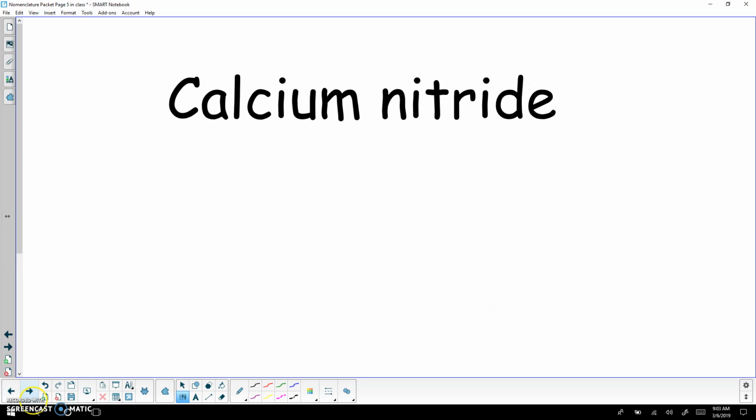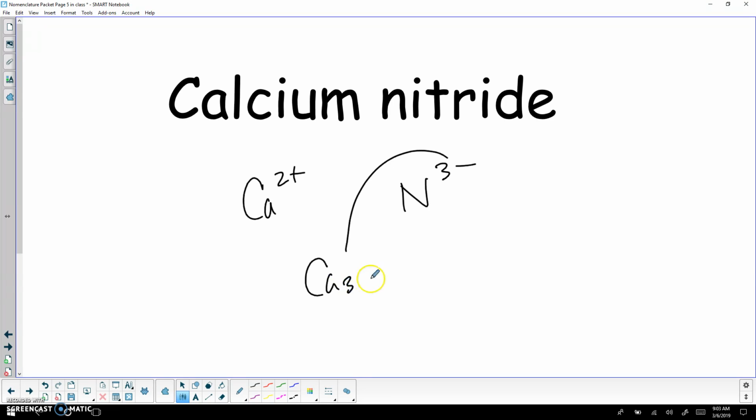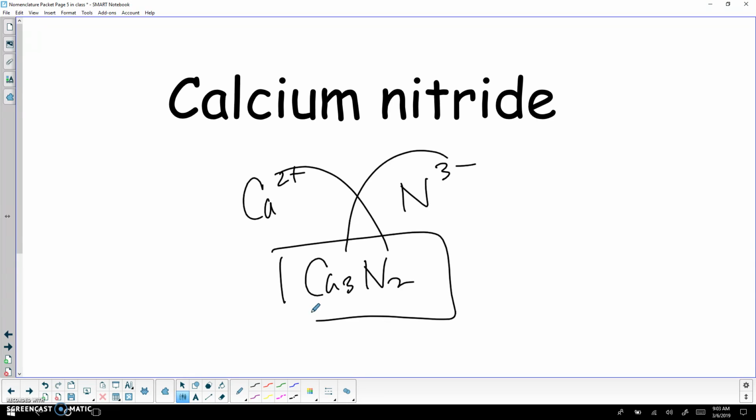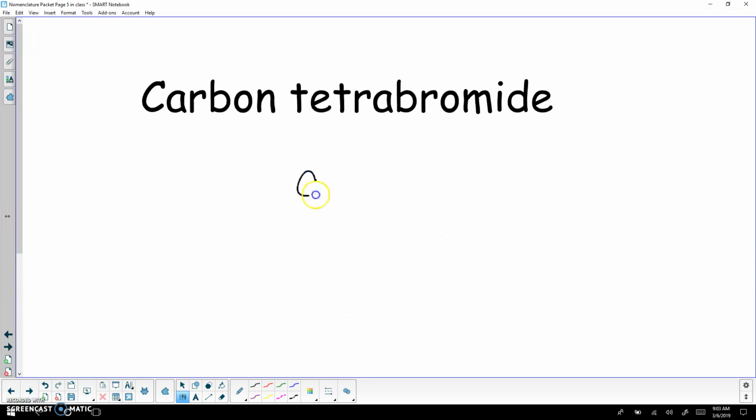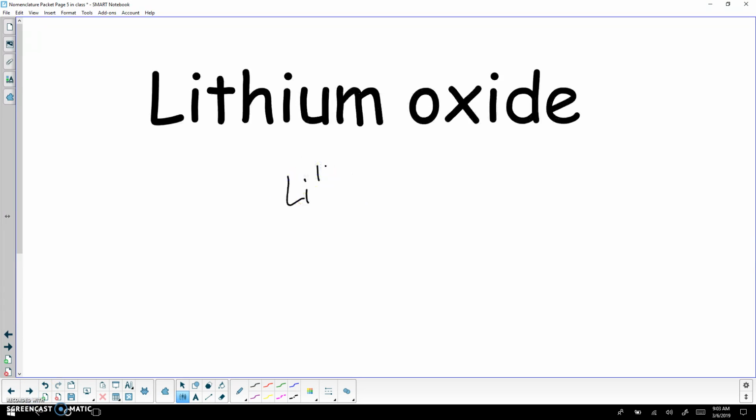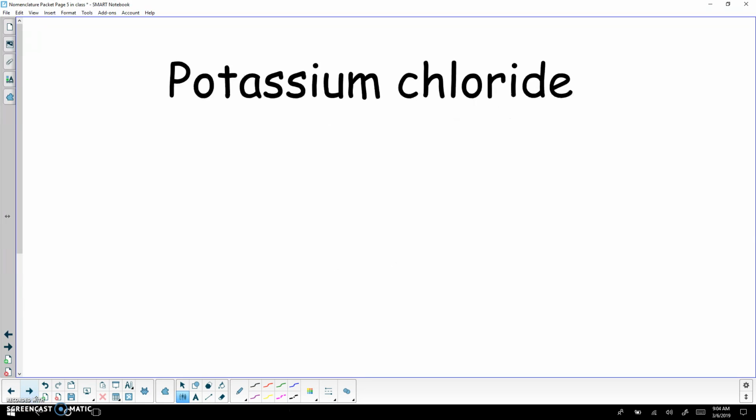For calcium nitride, calcium is always 2 plus. Nitrogen is always 3 minus. Ca, this 3 comes down here. 2 goes at the end, so Ca3N2. For carbon tetrabromide, carbon is only 1, we don't do charges. Tetra is 4, so CBr4. Lithium oxide, representative, lithium's always 1 plus. Oxygen's 2 minus, Li2O.